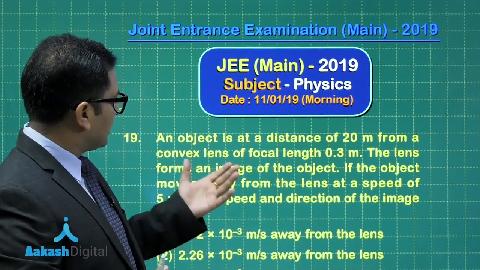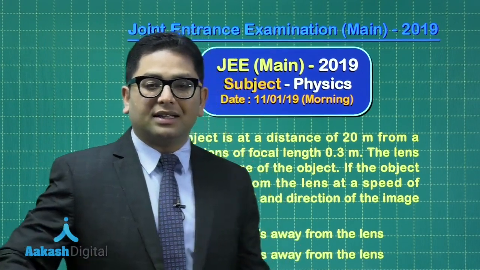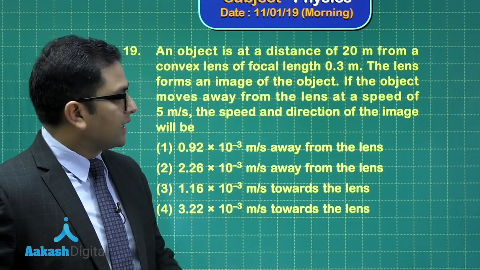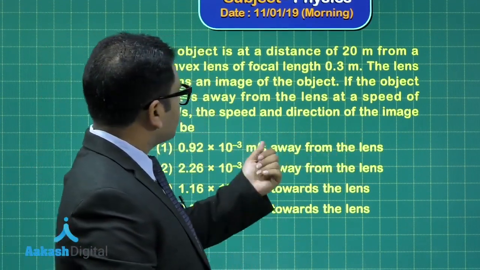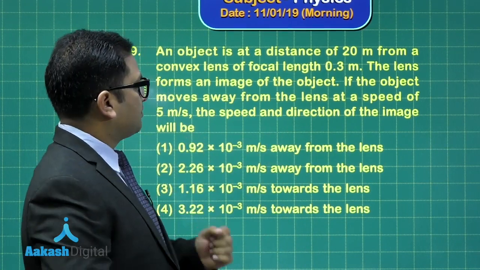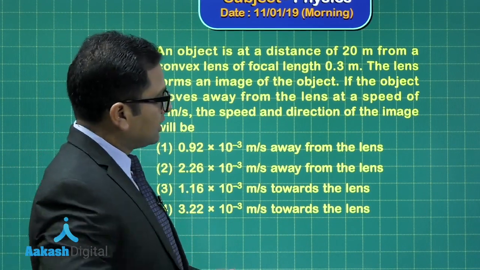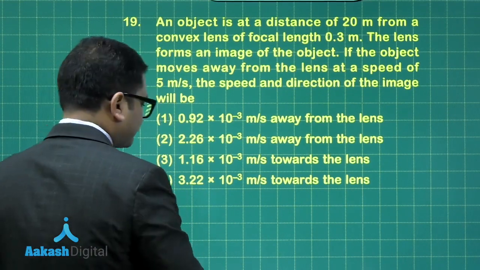Okay, so the lens forms an image of the object. So that's fine. In this situation, the image is going to be real, inverted, and diminished. That's very straightforward thing. The object now moves away from the lens at a speed of 5 meter per second. The speed and direction of the image, that's what we need to calculate. So the situation of calculation comes something like this.